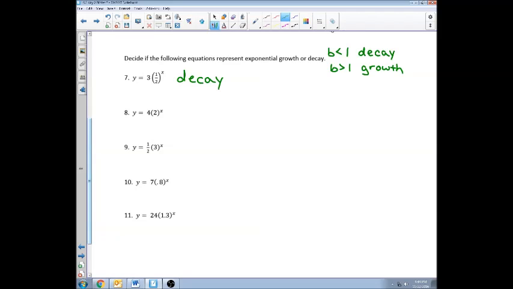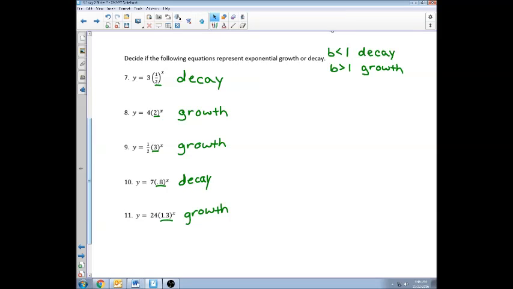2, is 2 greater than 1 or less than 1? It's greater than 1, so I have a growth problem. 3 is greater than 1, so I have a growth problem. See, as you can tell, I'm only looking at what is inside the parentheses. That's it. That's all I have to worry about to decide whether it's growth or decay. 0.8, is that greater or less than 1? Well, it is less than 1, so I have a decay problem. And 11 is 1.3. 1.3 is larger than 1, so I have a growth problem.